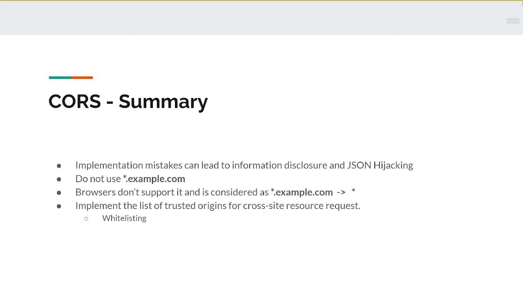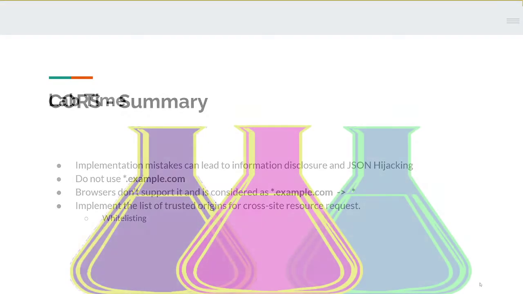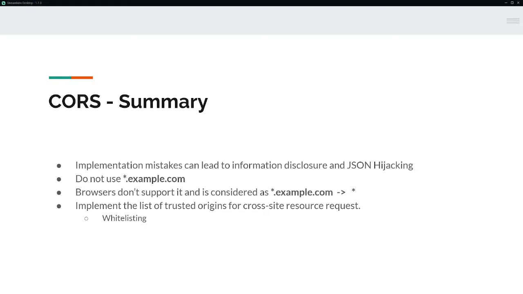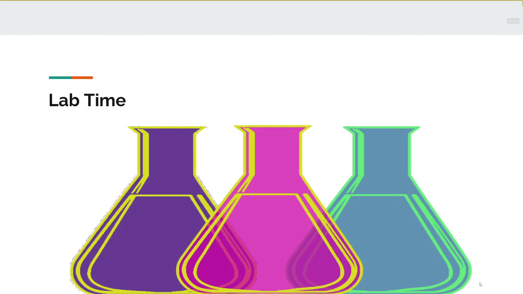So to summarize, implementation mistakes can lead to information disclosure and JSON hijacking, right? Do not use wildcards as a practice of including all subdomains, because, as we already mentioned, the browsers do not support it, and everything will be treated as just a wildcard. Implement the list of trusted origins for cross-site resource requests, right? So having a whitelist with all the subdomains you want to include there. And I think pretty much that's it regarding the presentation, at least.